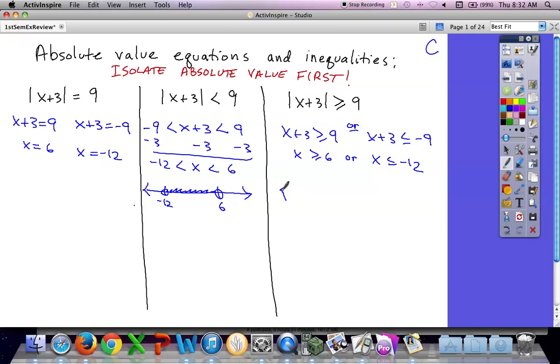All right, there's my negative 12. There's my 6. And it's closed circle now because it is or equal to. And it's shaded to the left and shaded to the right.